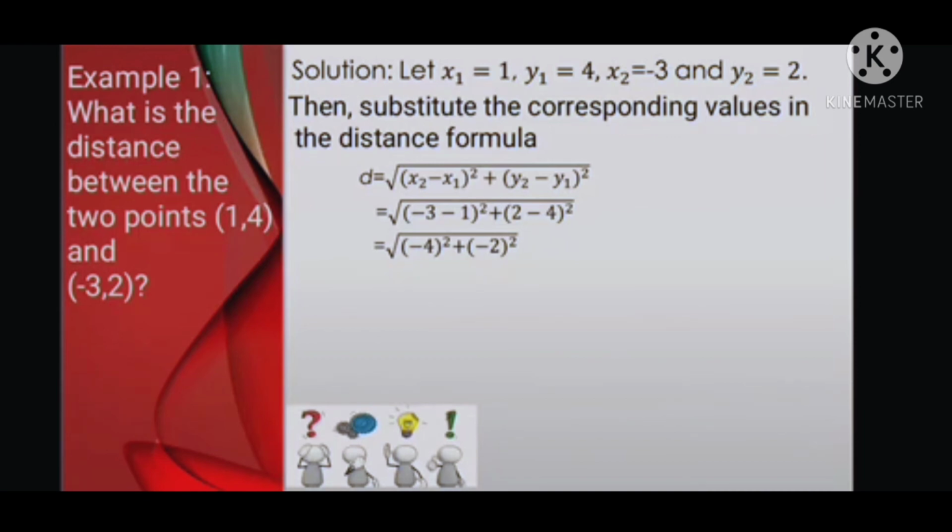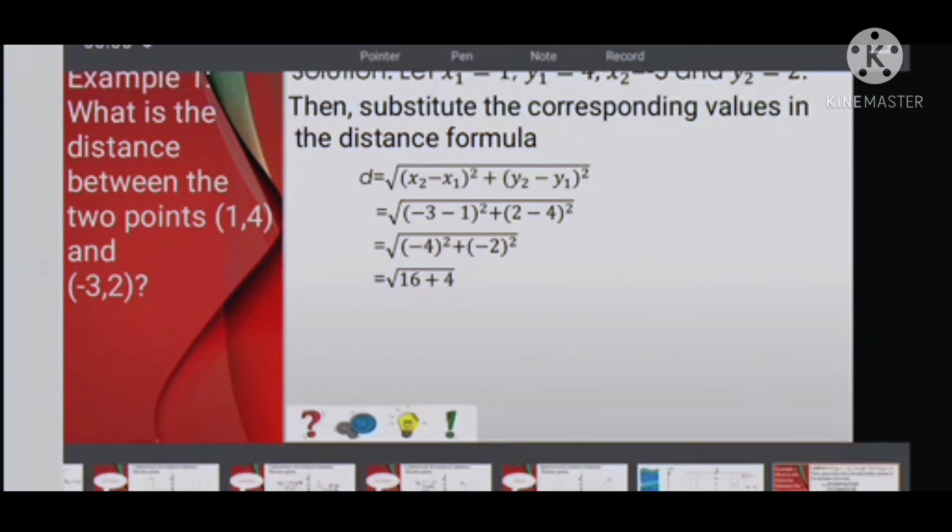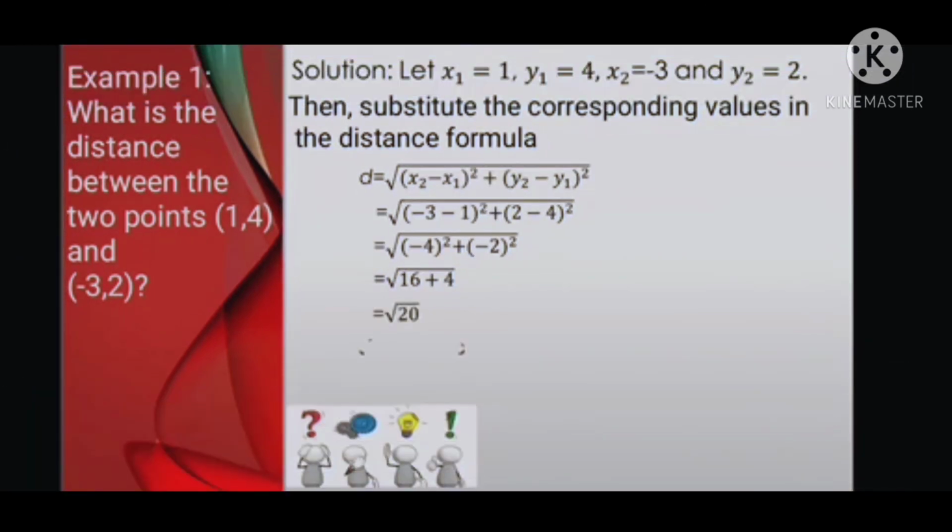And again, simplify. We have the square root of negative 4 squared is 16 plus negative 2 squared is 4. So square root of 16 plus 4 is equal to square root of 20. And using your calculator, square root of 20 is equal to 4.47 units. Okay, so the distance from points (1, 4) and (negative 3, 2) is equal to 4.47 units. Example number 2.